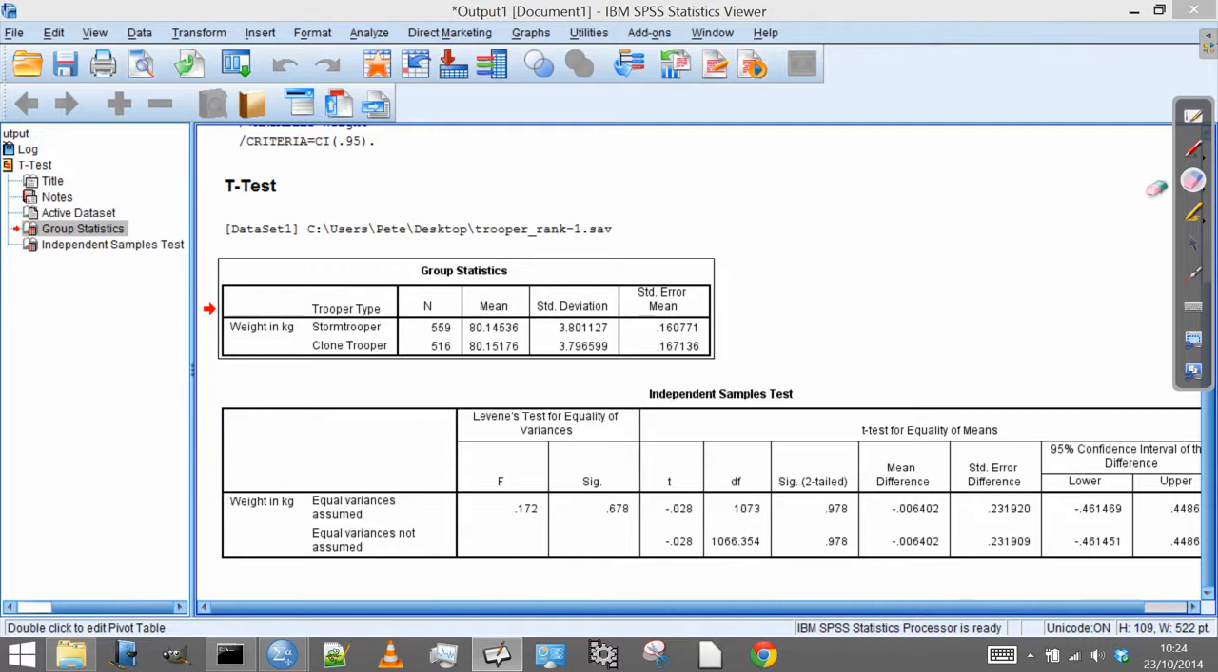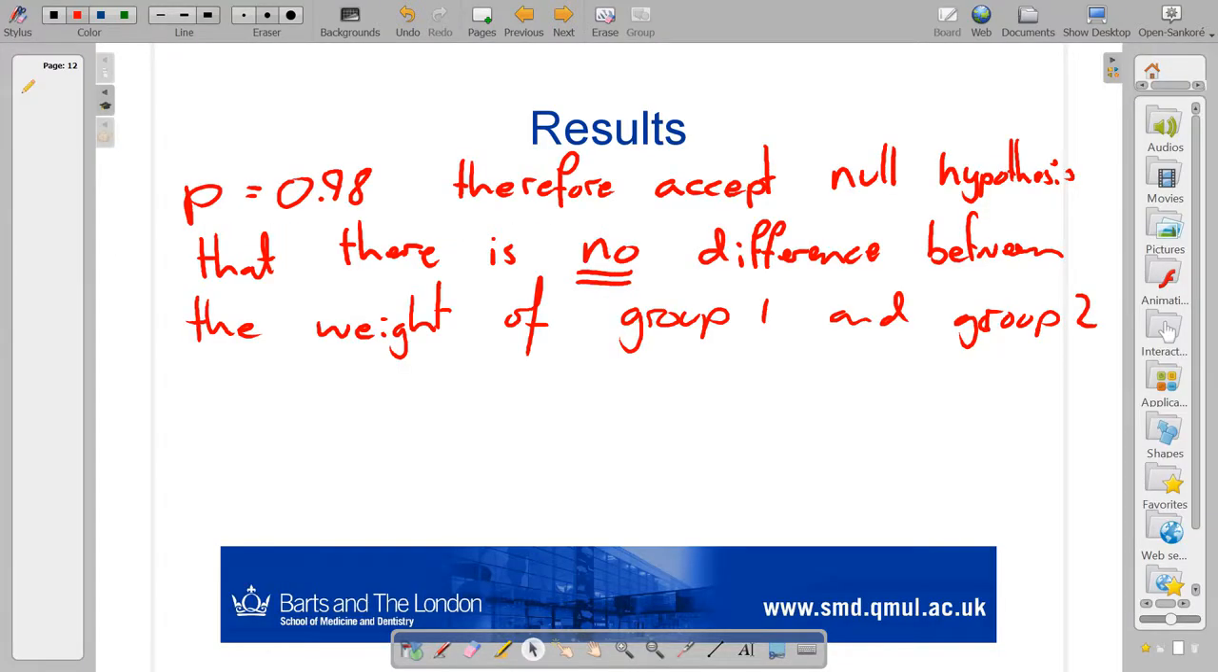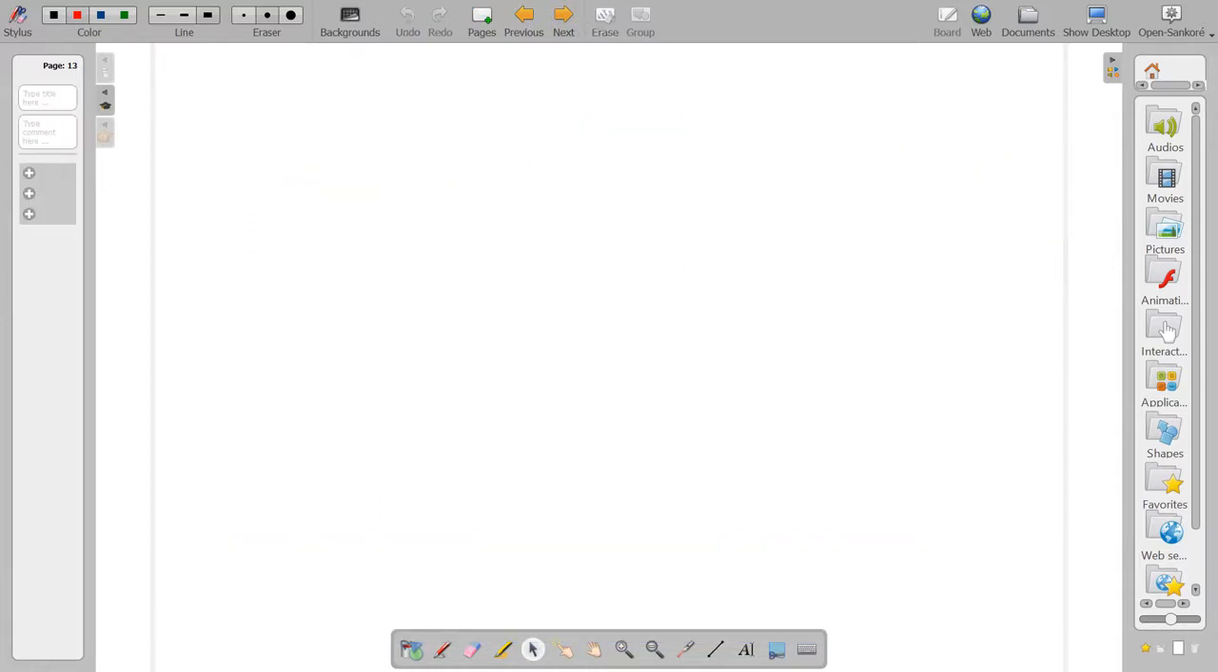So this p-value that we got here was 0.98. So what we're going to do is write that down. I'd encourage you to open up an Excel spreadsheet or write it down on a piece of paper in front of you. We're going to write this down. So for the t-test, we're going to have the p-value, so p equals 0.98, say.